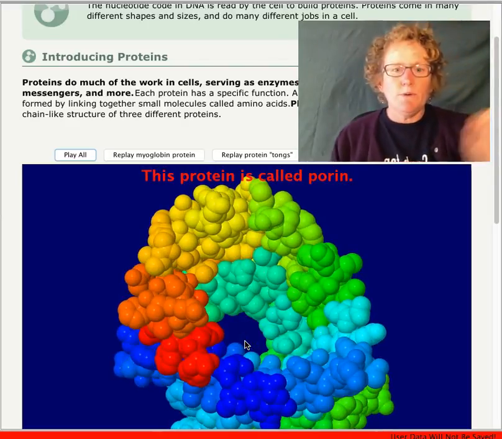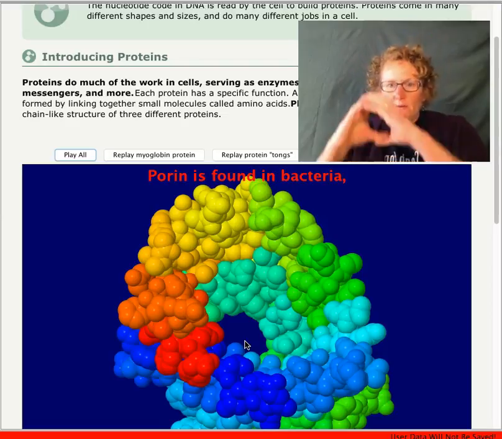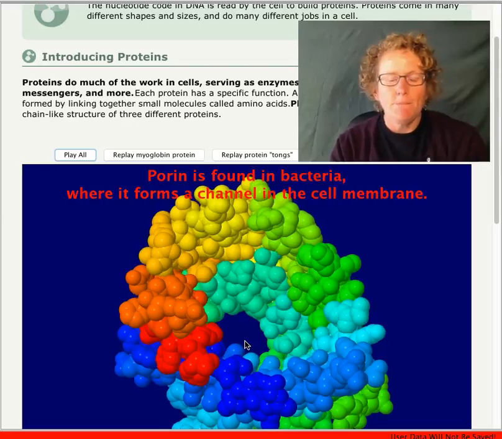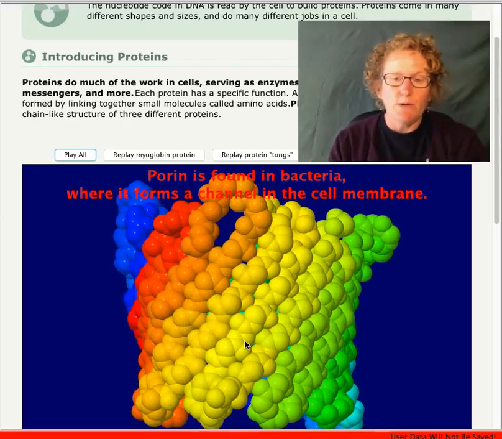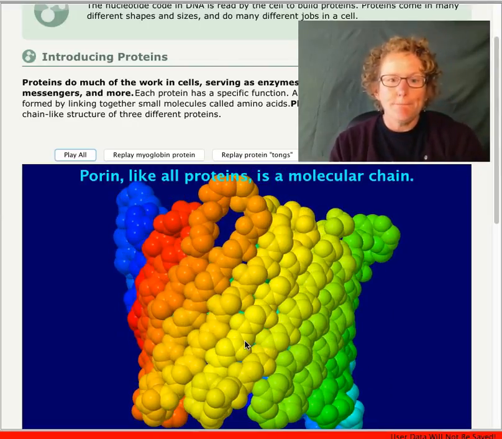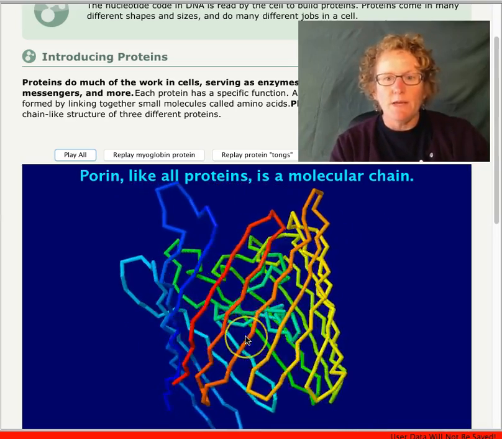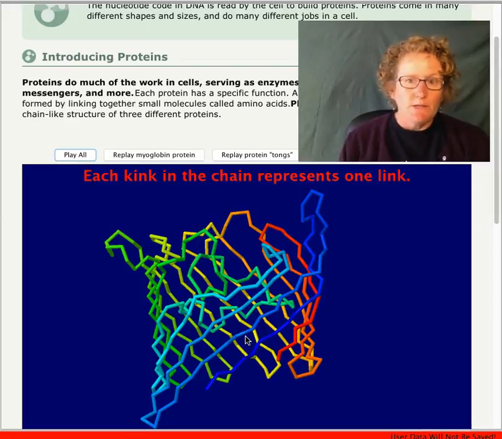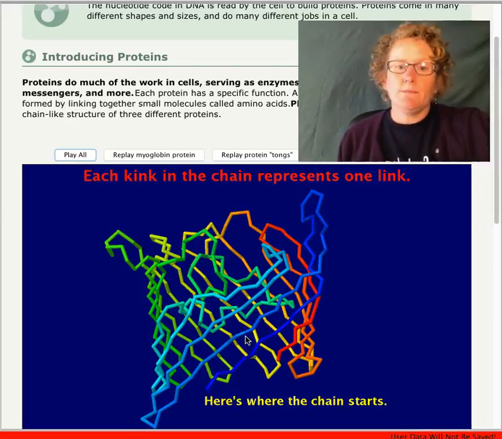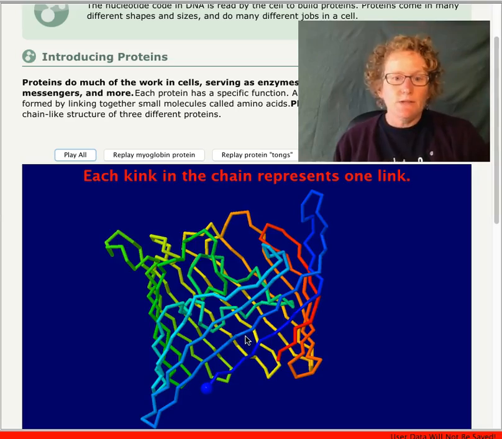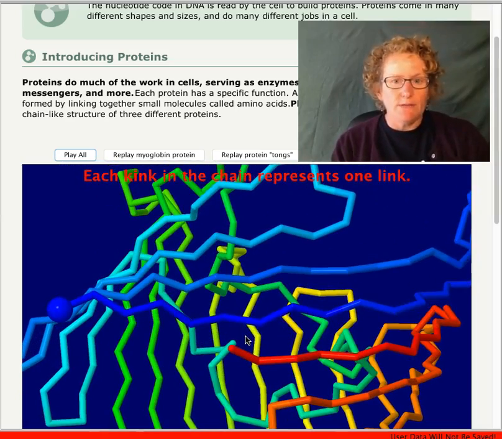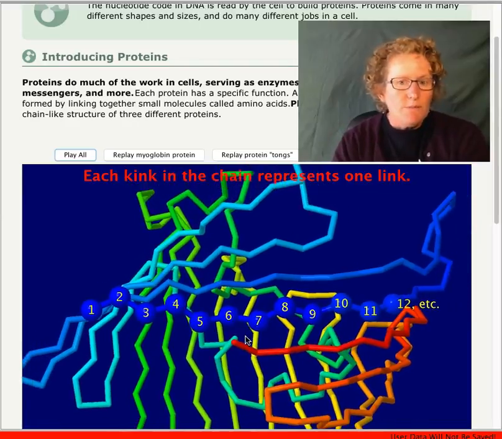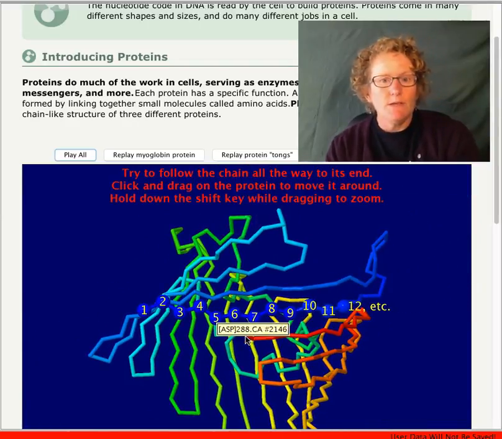Here's a really cool protein called porin that creates like a pipe in the side of a cell membrane, or a channel, as you will, to let things in and out. It's also a molecular chain made out of amino acids. DNA is made out of nucleotides, 4 nucleotides, and a protein is made out of 20 different amino acids. And the order of those amino acids determines the shape of the protein.